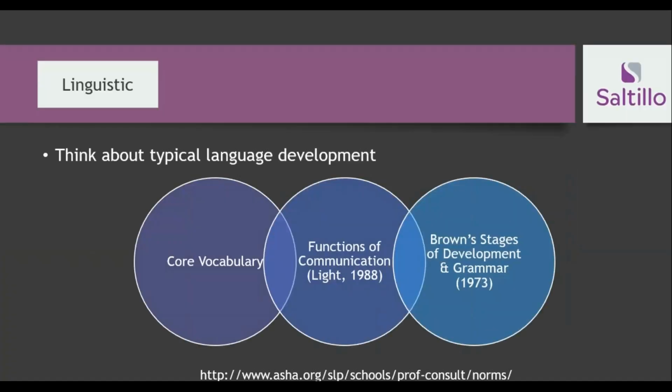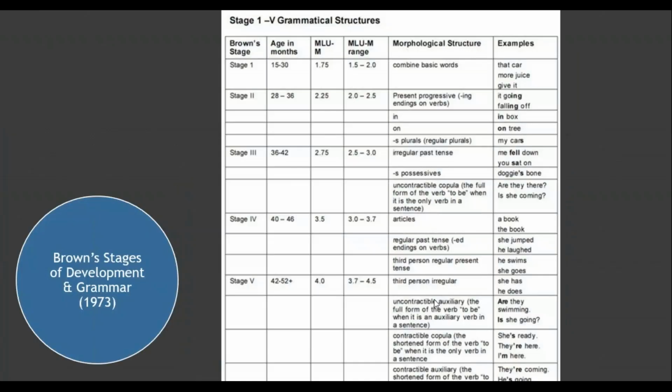One of the best resources you can use to determine target areas to work on is typical language development, right? We know this as SLPs. There are a lot of great available tools and charts you can use to help make sense of language development, such as the functions of communication, core vocabulary, and Brown stages of development and grammar. So we're going to take a look at each.